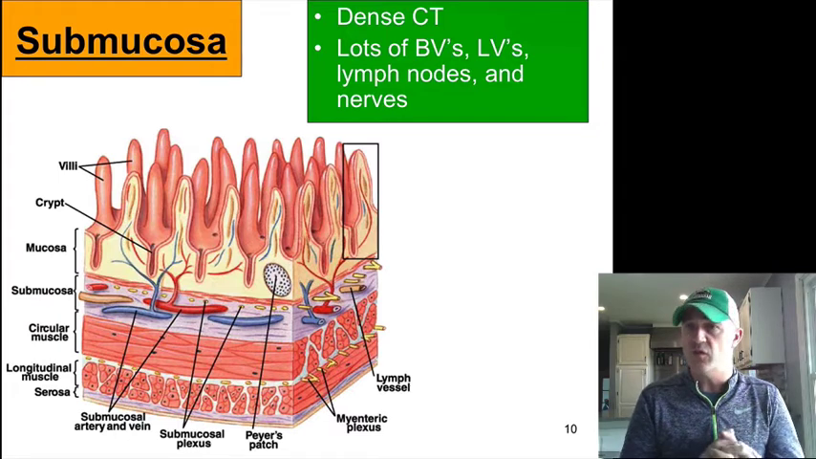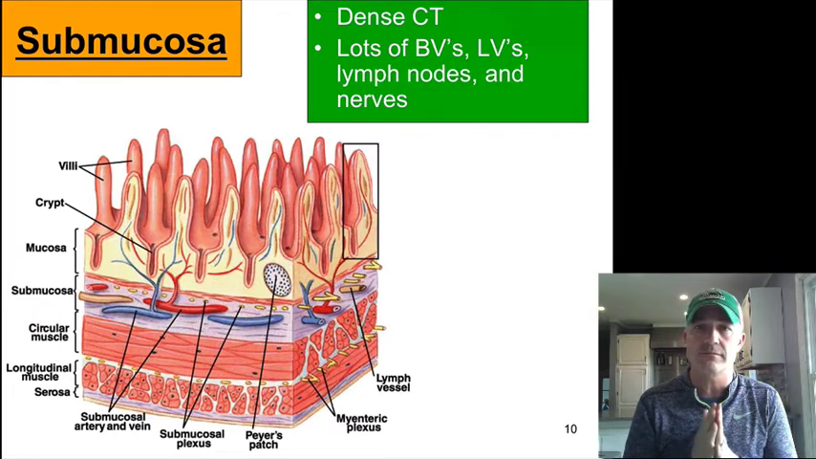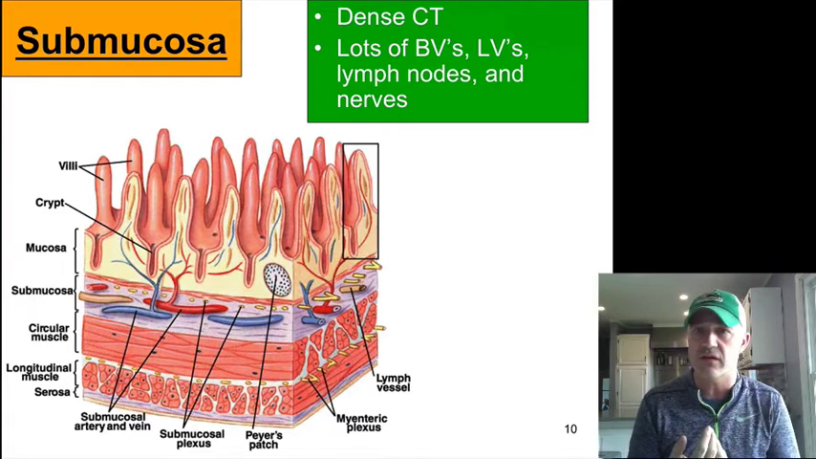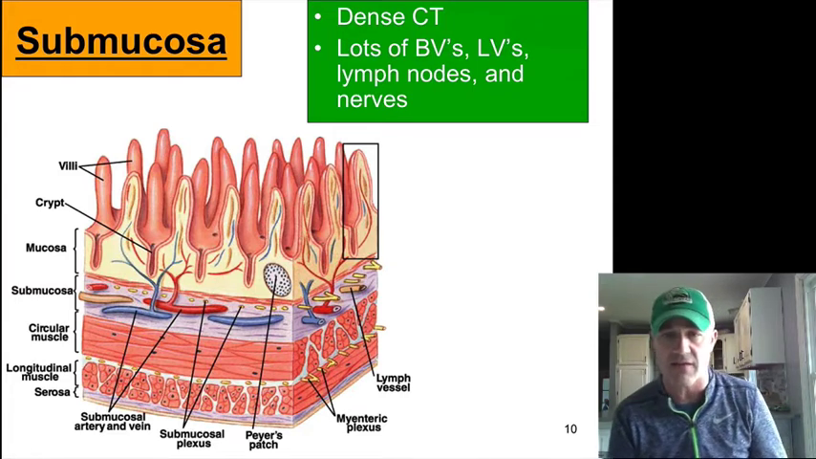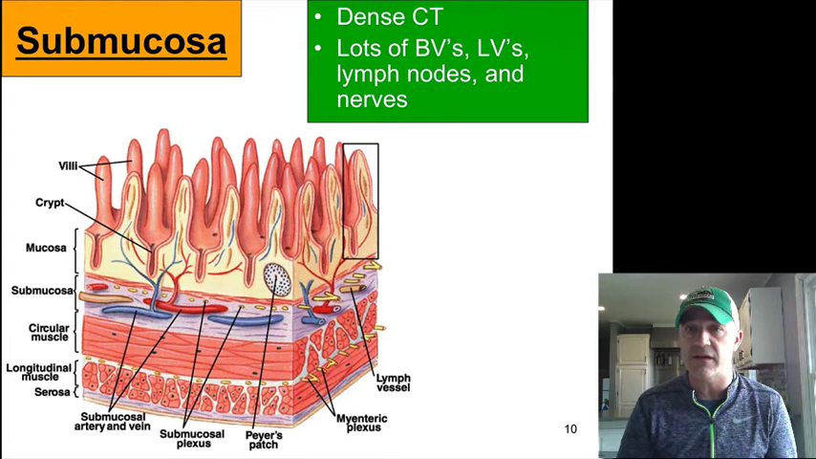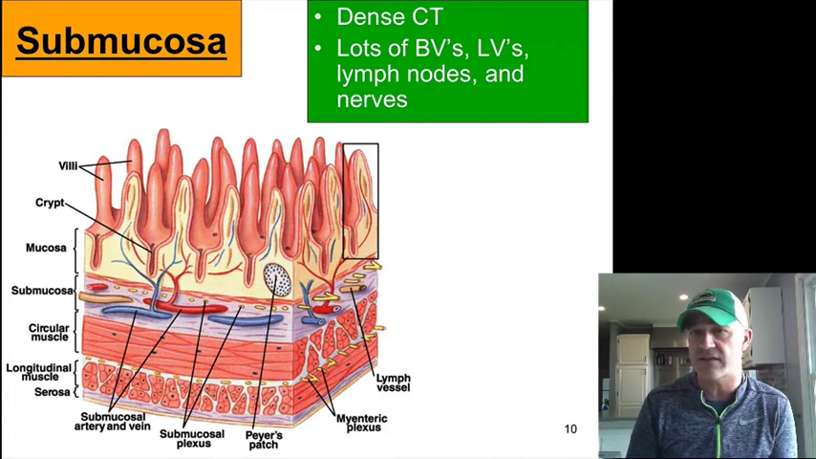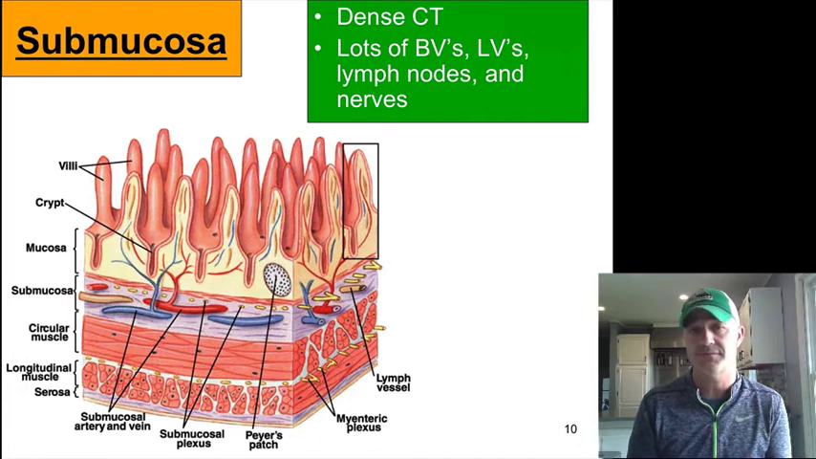Submucosa is going to have some loose connective tissue near the surface of this, getting closer to that mucosa. We will then have some dense connective tissue underlying that. What we're going to see here is this is where a lot of the wiring and plumbing is going to be. So lots of blood vessels, lots of lymphatic vessels and lymph nodes, as well as nerves supplying all this tissue.